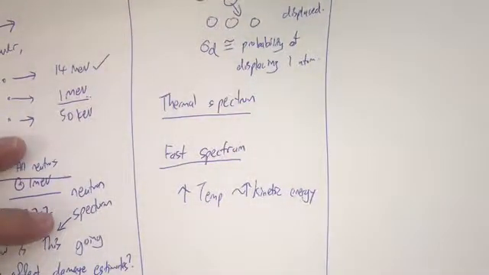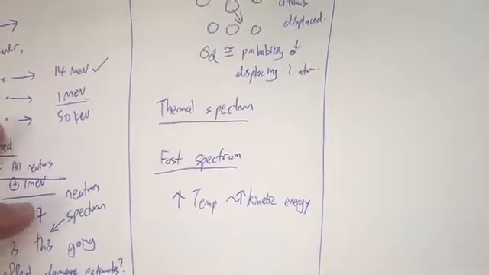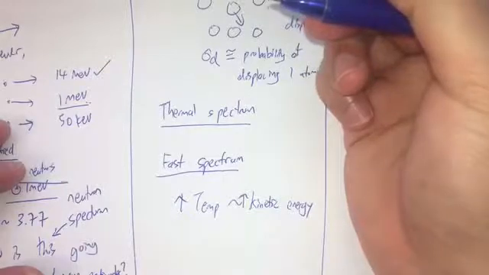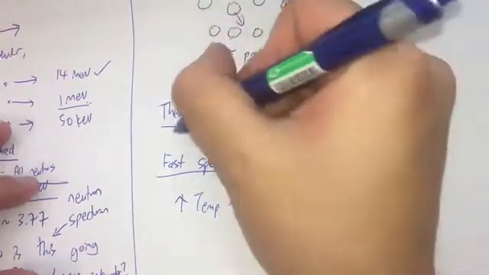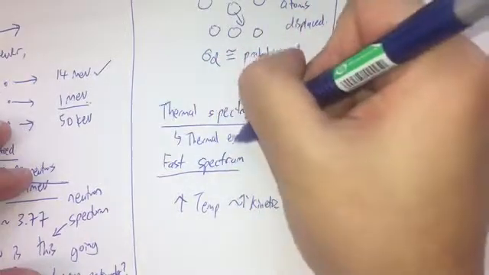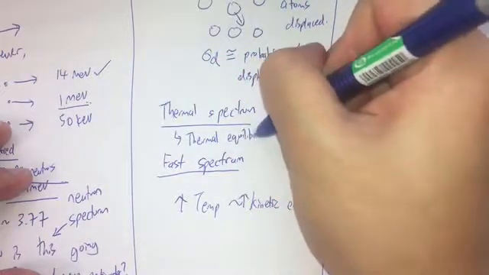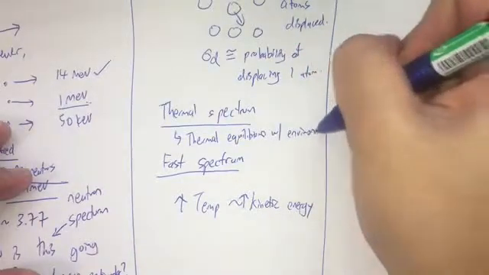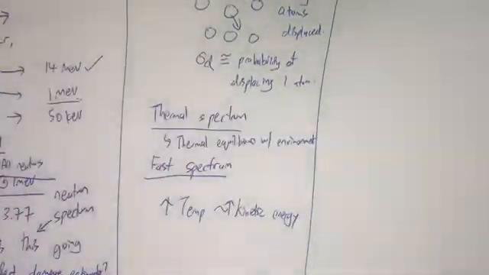So when we talk about thermal, it doesn't necessarily mean that it's hotter. It just means it is in thermal equilibrium with the environment. And the fast spectrum is anything faster than this thermal equilibrium.